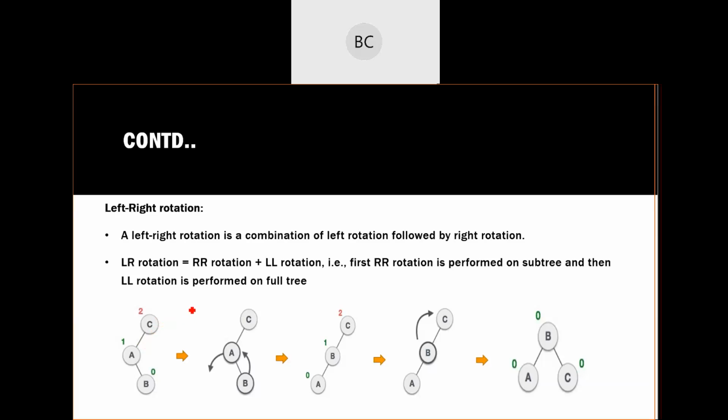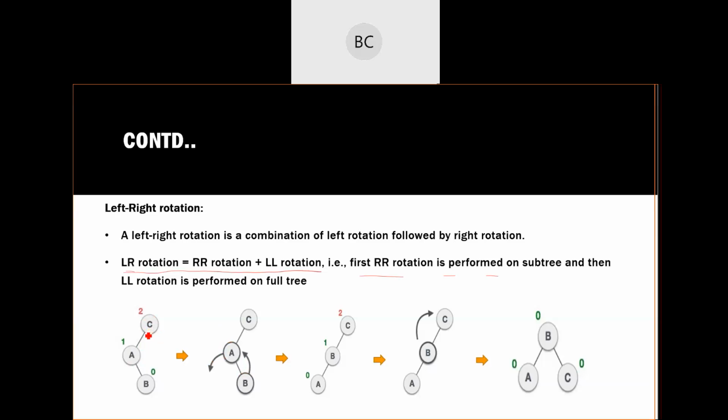So LL rotation and RR rotation are your single rotations. Now this one is slightly complicated. LR rotation is the combination of left and right rotation. So it's just a combination of RR and LL rotation. So first RR rotation is performed on the subtree and then LL rotation is performed on the full tree. So here you can see there's an imbalance here. So first what you are going to do, we just inserted it here, right? So first we will just perform the rotation on the node below.